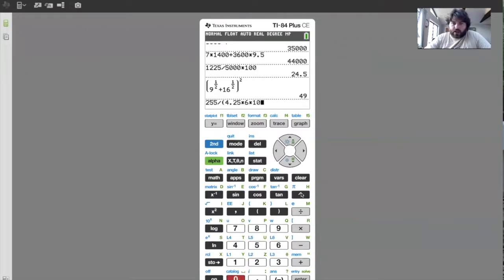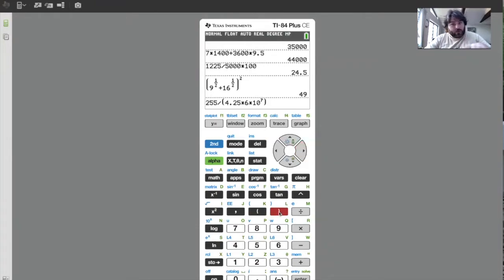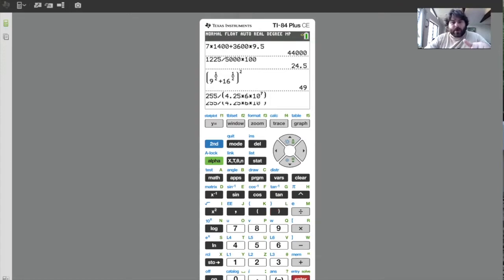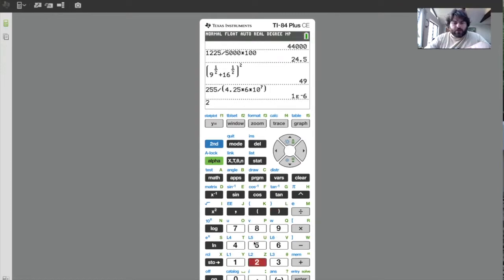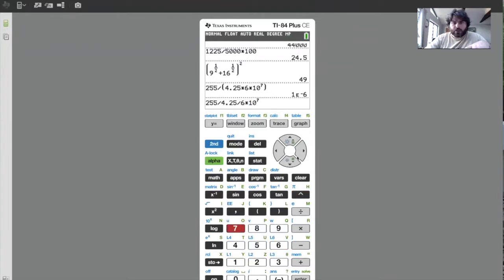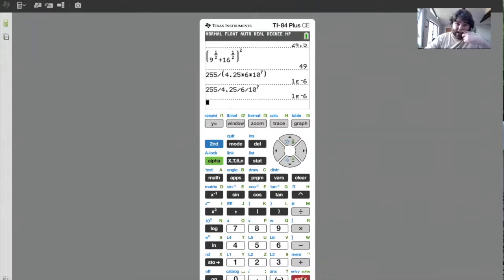The little caret here is to the power of 7. Now, actually, I said there I didn't need parentheses, but I do if I'm going to use multiplication. If I did 255 divided by 4.25 divided by 6 divided by 10 to the power of 7, I think it will come out just fine, and I'm going to double check that here. Whoa, I missed my divided by sign here. This should work out just fine, and it does.